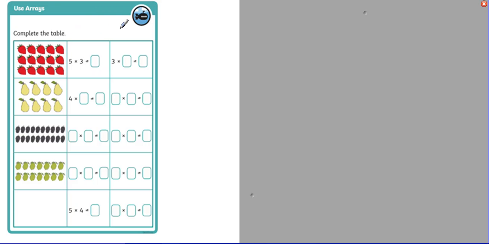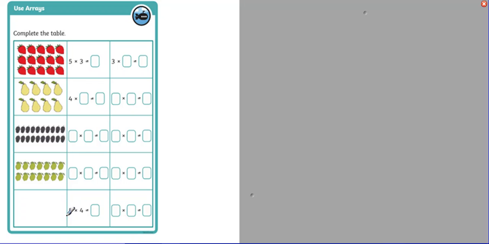So, for the first question then, I would like you to complete this independently. So what you need to do is you need to complete the table. So you've got your picture here, or your array. So you've got 5 groups, with 3 in each group to start with. So that's your columns, okay? So you need to complete the answer first of all, and then you need to complete the other way around. So you've got 3 groups this time, but how many in each group? Okay? The same for the pairs and the rest of them, okay? Until you get down here.